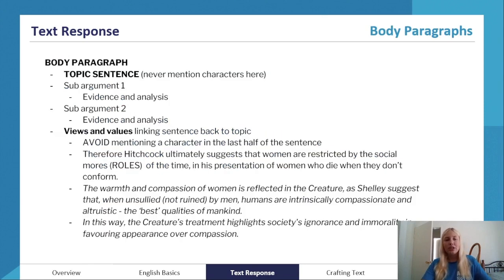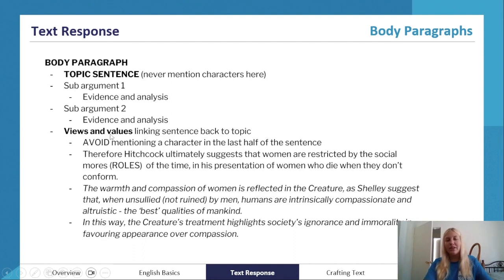Detailed body paragraph structure. Remember, start with a topic sentence and then follow that with evidence and analysis, evidence and analysis. To elevate your essays, you can try to have a couple of different sub-arguments, a couple of different ideas that you analyze separately in each body paragraph. So you can have a two-sided body paragraph that tries to justify your topic sentence by having a couple of different ideas and evidence and analysis to try to prove that topic sentence idea.